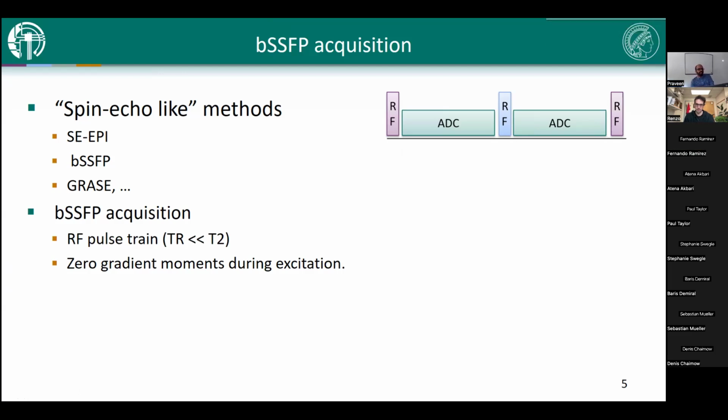We usually have a TR, which is the interpulse TR, which is different from a volume TR, and for high resolution it goes up to 4 milliseconds. So you repeat, acquire one line of K-space, and then repeat again until you're done with the entire K-space. Because we have to repeat this pulse very rapidly, most SSFP acquisitions are 3D imaging rather than 2D.